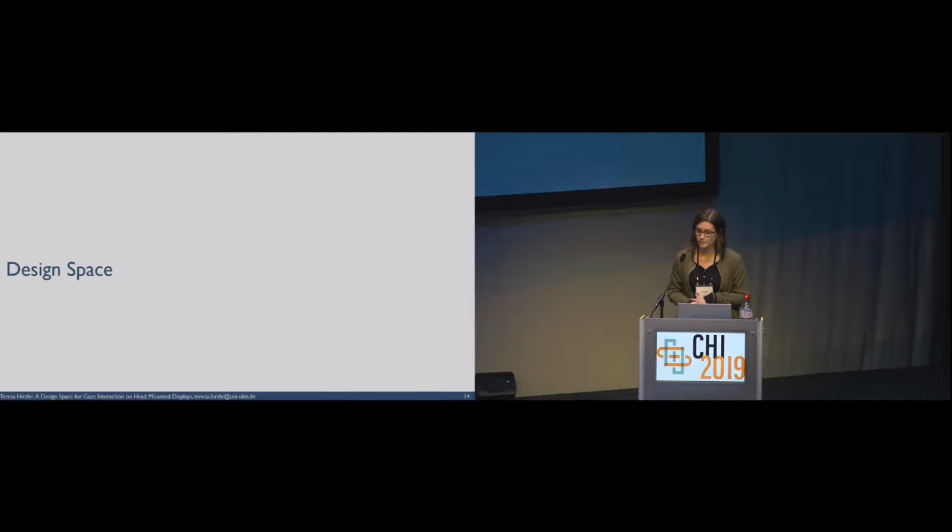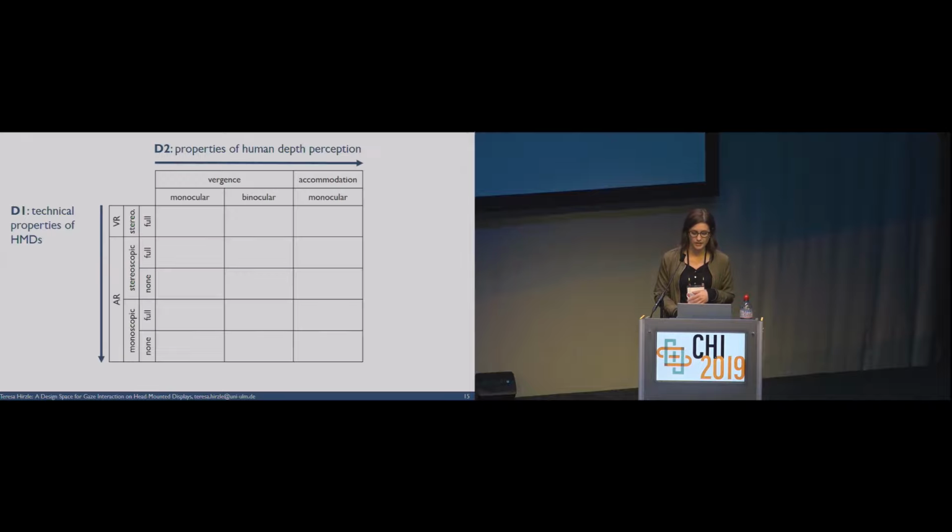In the following, I'm going to present the design space. It was created using a morphological analysis. However, I will skip the more detailed method part, so please have a look at the paper if you're interested in the method we came up with. Basically, our design space is made up of two dimensions, which are technical properties of HMDs and properties of human depth perception, which are the two components that establish the interactive system, right? So we have the HMD on the one hand, and then we have the human part on the other hand.